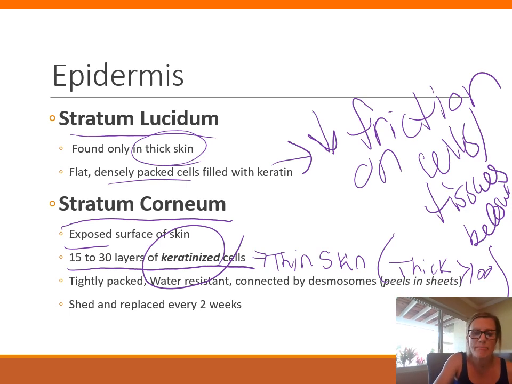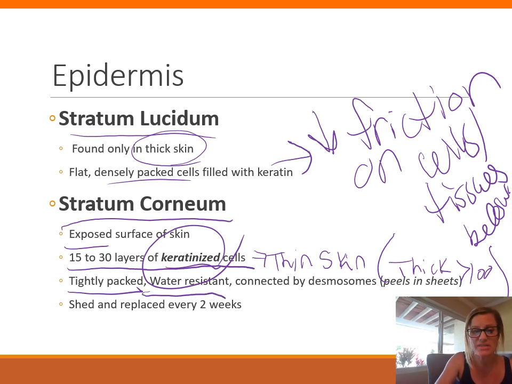Now, what we mean by keratinized cells, I have it on a slide coming up, but essentially keratinized just means that the cell is dead and packed with keratin. So the cells in the stratum corneum are literally just sacks of keratin. The cells in the stratum corneum are very tightly packed together, right? Very, very tightly packed together.